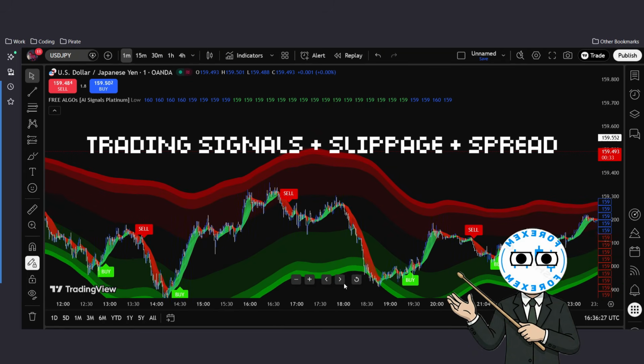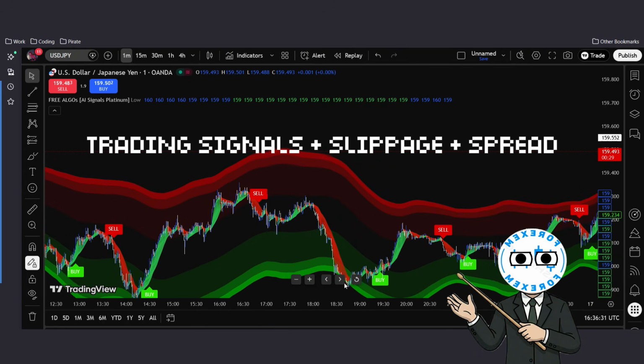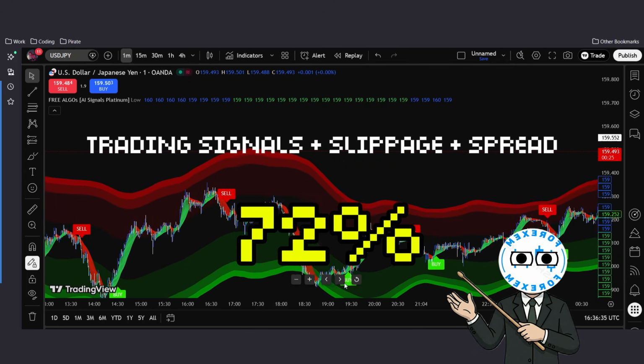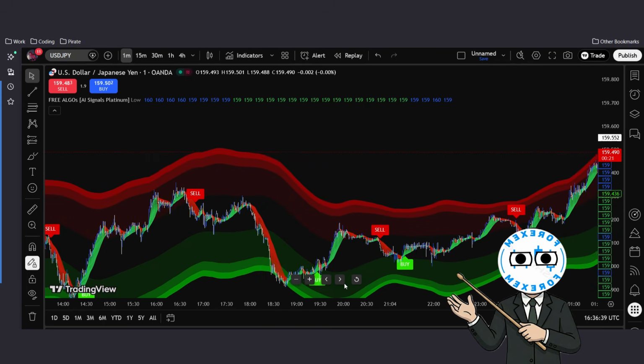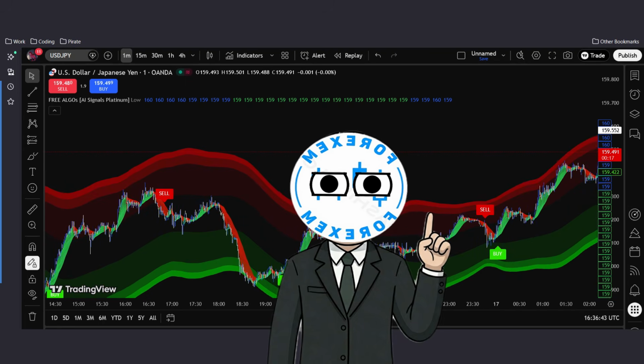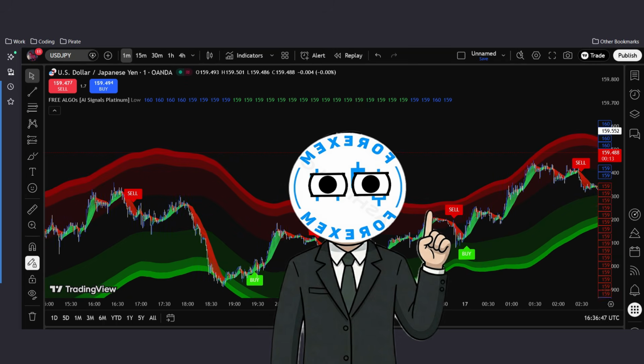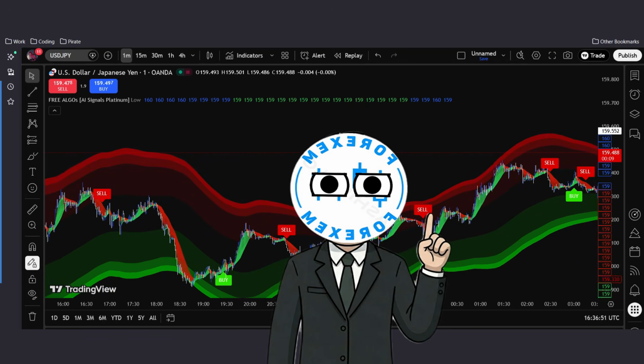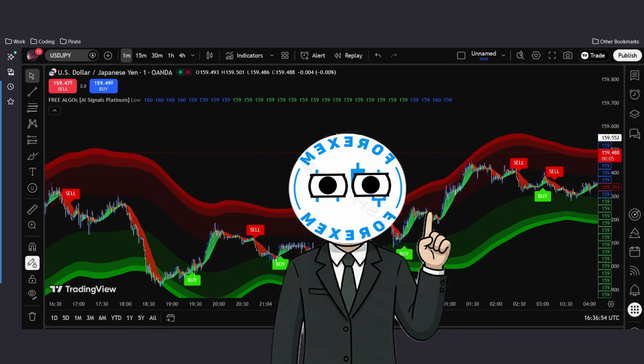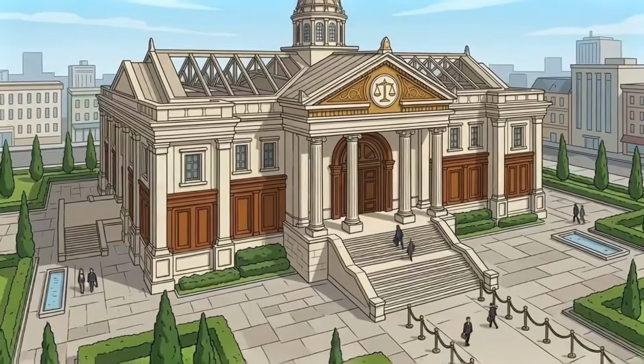In live trading with slippage, spread, and my fat fingers clicking the wrong button, I managed a 72% win rate, 1.2 profit factor. Still profitable. But not quit your job and buy a Lambo profitable. More like pay for your TradingView subscription and occasional therapy profitable. So, verdict time.